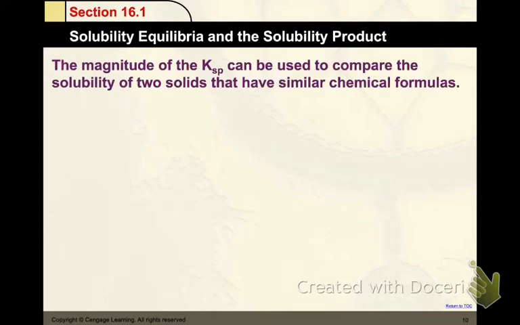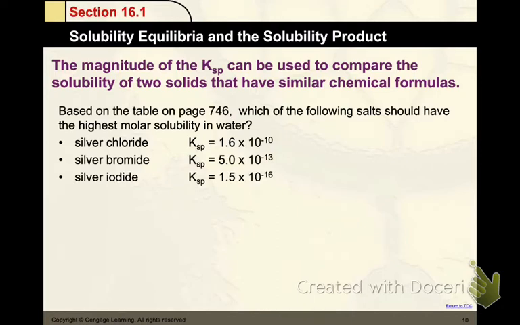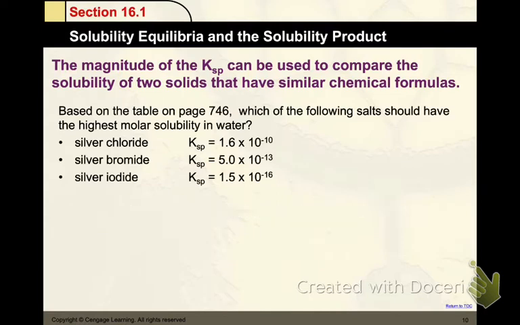All right. Well, the magnitude of the value of the Ksp can sometimes be used to compare the solubility of two solids, especially if they have similar chemical formulas. So, for example, if you look at silver chloride, silver bromide, and silver iodide, which of those would have the highest molar solubility in water?